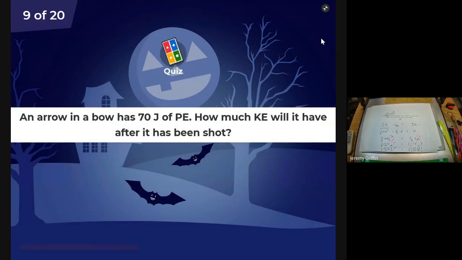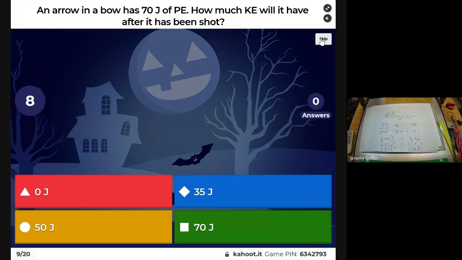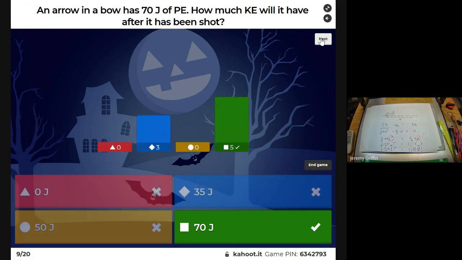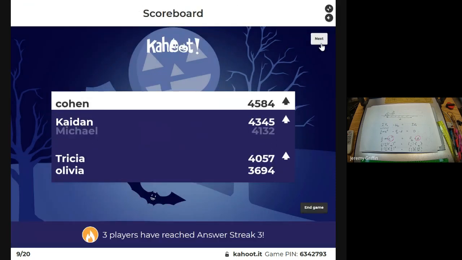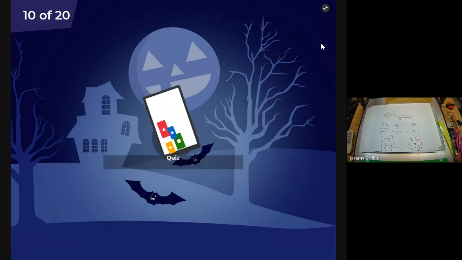Oh. An arrow in a bow has 70 joules of potential energy. How much kinetic energy will it have after it's been shot? Yeah, 70 joules. This is just conservation of energy. Maybe all the energy was in the bowstring, like sort of think of it like spring potential. Right. What if it all goes into the motion of the arrow? There you go. Conservation of energy. All right, Cohen, do the top spot.